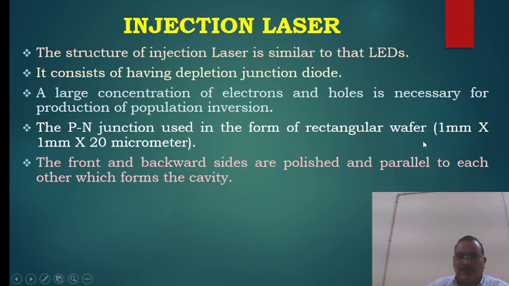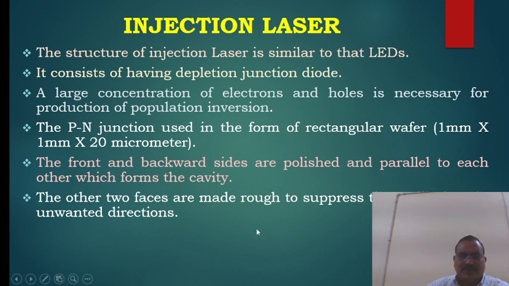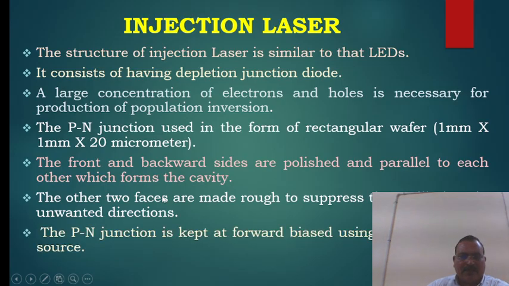We are going to see it in the next slide. It is 1 millimeter by 1 millimeter by 20 micrometer. That's the standard size, because it is very, very small. The front and back sides are polished parallel to each other to make the resonator cavity. The other two faces are made rough to suppress oscillations in unwanted directions. The PN junction is kept forward biased using an external battery source. These are the few basic fundamentals to keep in mind to fabricate the injection laser.